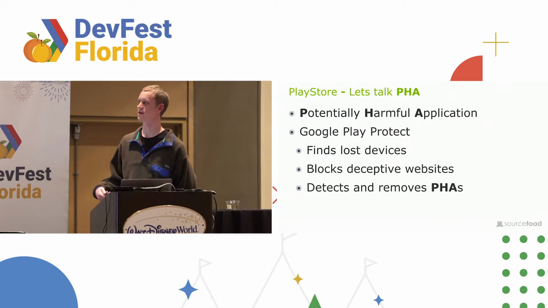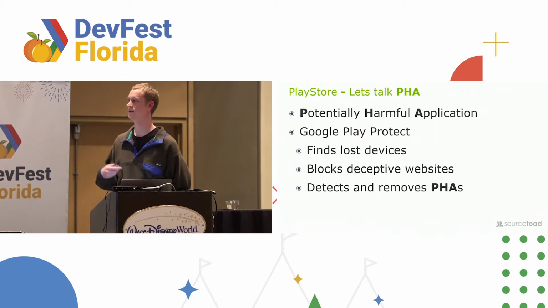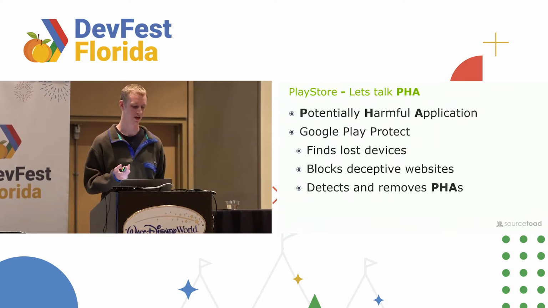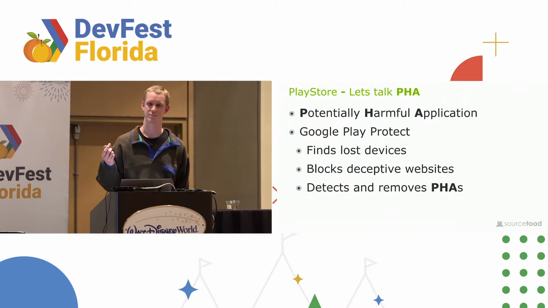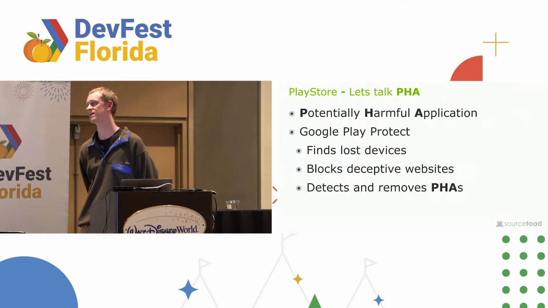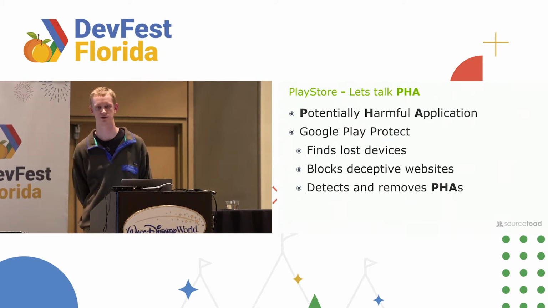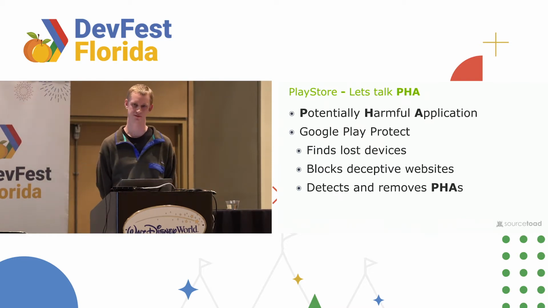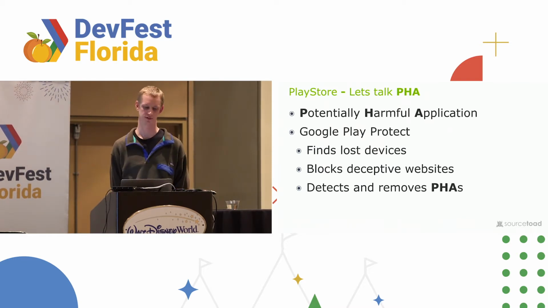So Google Play Protect is really what it's marketed as, and it can find your device, which is really helpful, and block bad websites. It's that big red bar you've probably seen. But really what its main point is, it can detect and remove PHAs from your Android device automatically. Some would say that's probably an invasion of, I want a virus on my phone, so leave it alone sort of thing. But it's very powerful, and we're going to look at why that is.